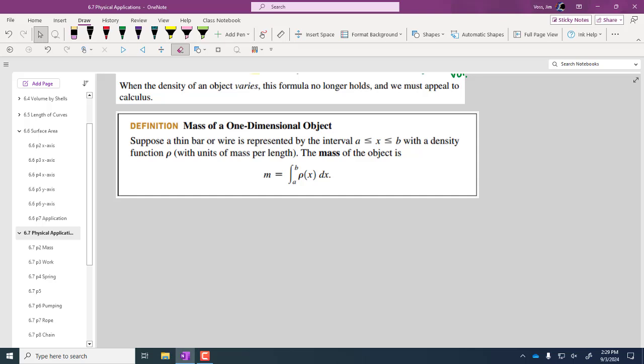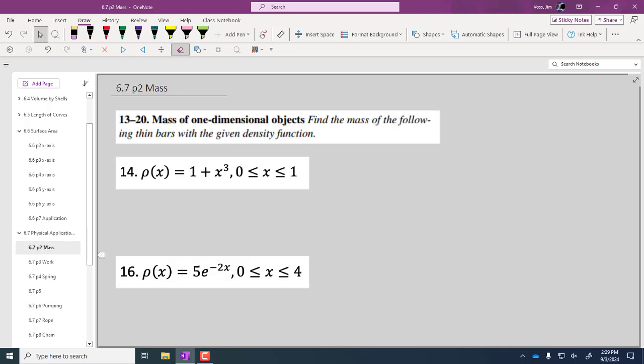So if you have a constant function, constant density, you can just use a little geometric formula, base times height or whatever. But if the function is variable, the function in this case is density, if you have a solid object where the density is different at different points, then you integrate density to get to mass. So next slide is finding a couple of masses.